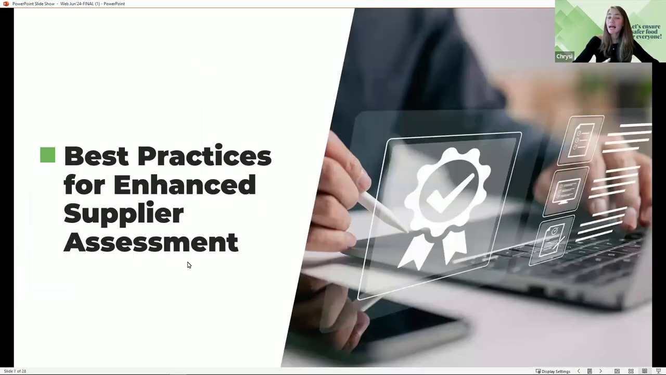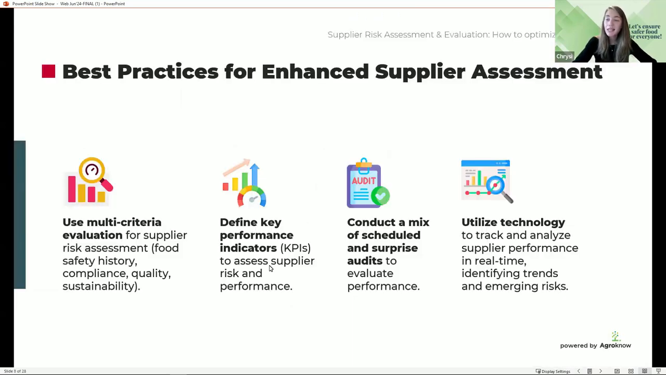Moving on, we will look at some best practices to help you enhance your supplier assessment. I will share some of our thoughts, and then I'm going to let Vish share his own thoughts as well. For us, we suggest that you incorporate a multi-criteria evaluation for your suppliers. Having this approach, by incorporating various parameters in the risk assessment, such as the supplier's food safety history, their regulatory compliance, and of course, quality metrics, is extremely important, but it shouldn't stop there, and it doesn't stop there.